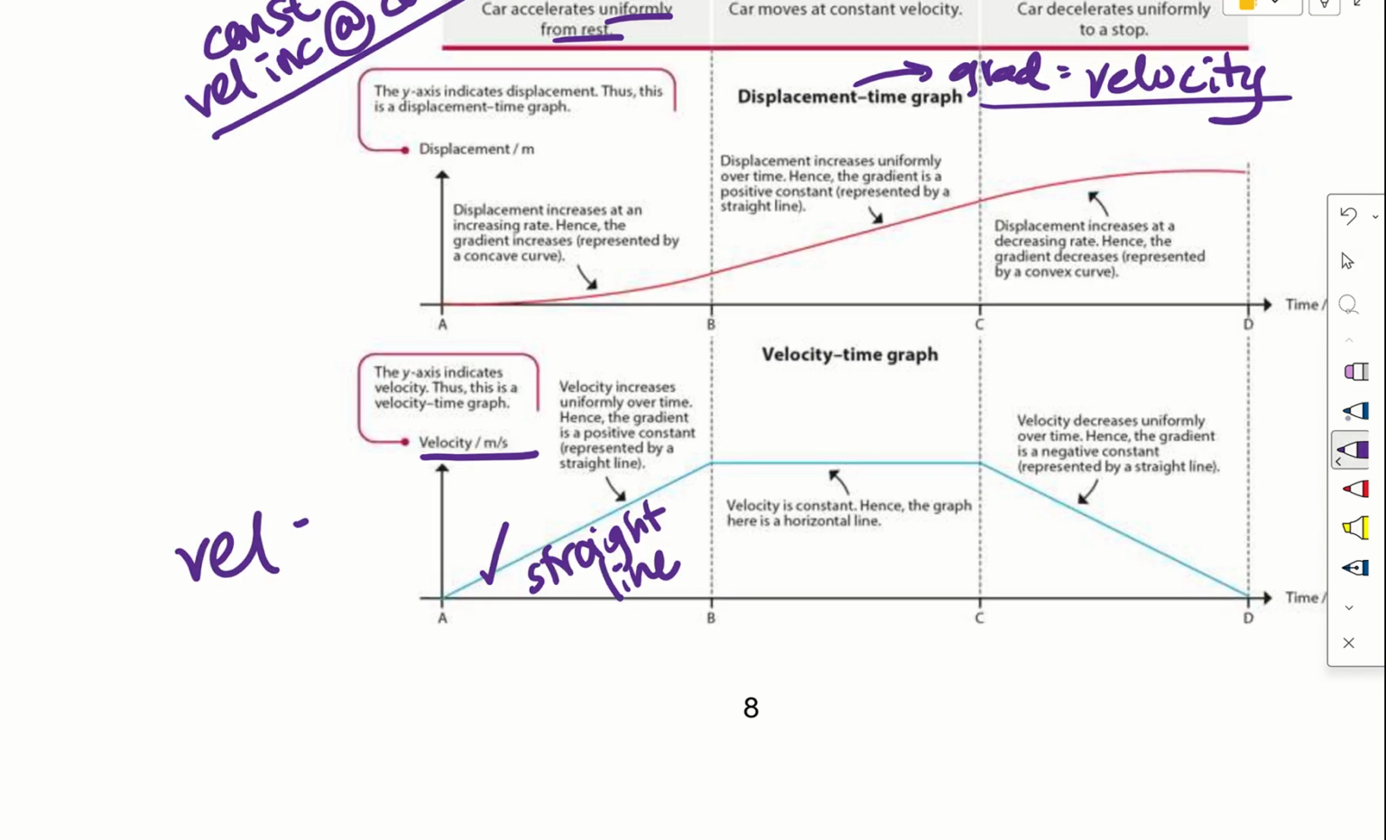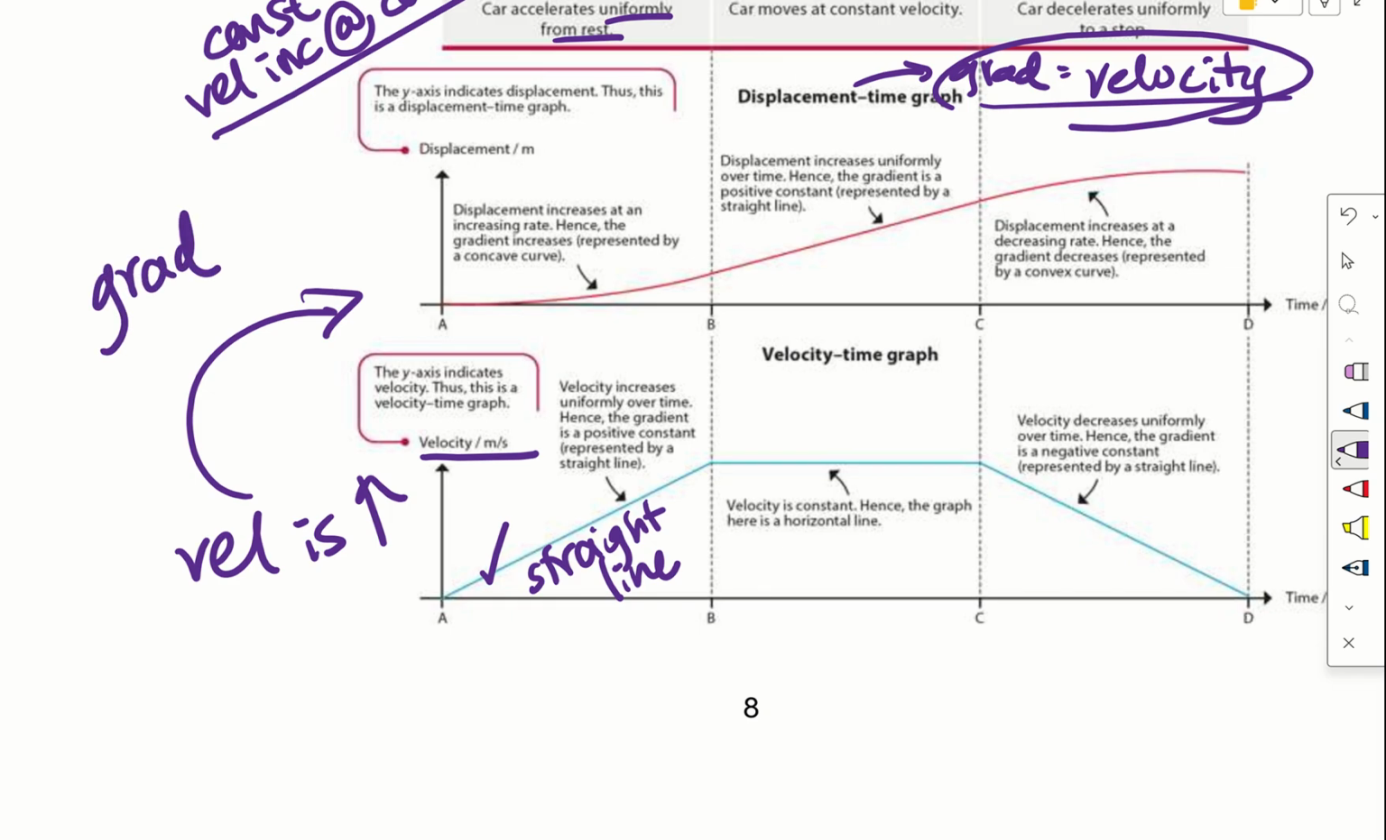The velocity is increasing, right? So if I were to translate to displacement time graph, whereby the gradient represents velocity, if velocity is increasing, then I replace velocity with the word gradient. Gradient will then be increasing. If gradient is increasing, that means it goes from gentle to steep. So do you see that from A to B, this part over here is gentler and over here is steeper. So this is how you translate from velocity time to displacement time.